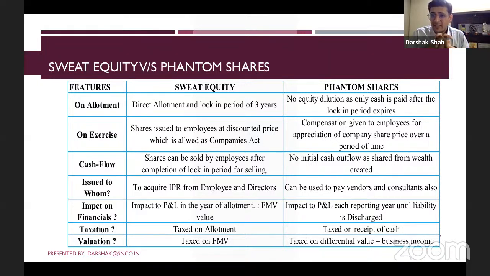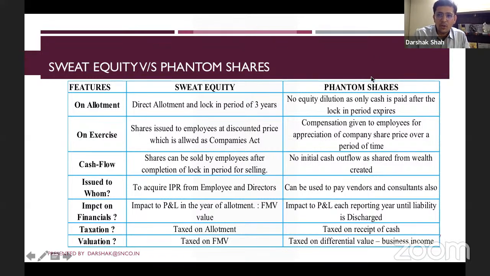So you cannot sell the shares for the period of 3 years. As far as phantom is concerned, there is no dilution of equity as we spoke. On exercise, whatever shares are there are issued to the employee at a discounted price, which is allowed under the company's law. So you can give it at a discount because there is some intellectual property which a person has been contributing or bringing into the growth of the company. Therefore, that is something which is allowed.